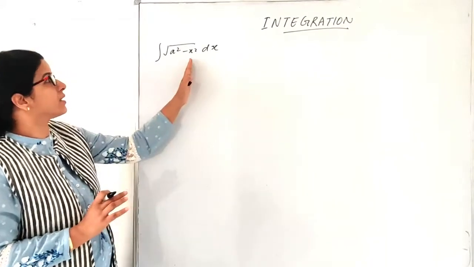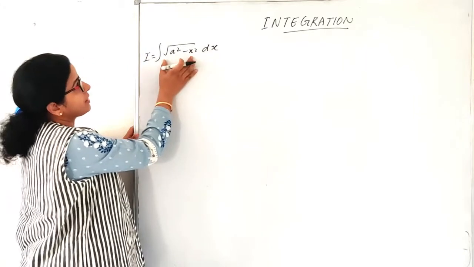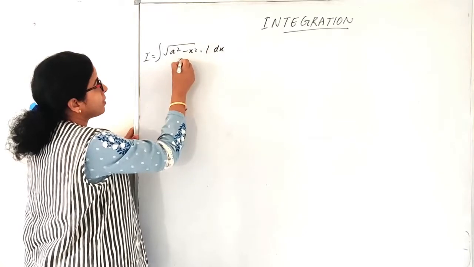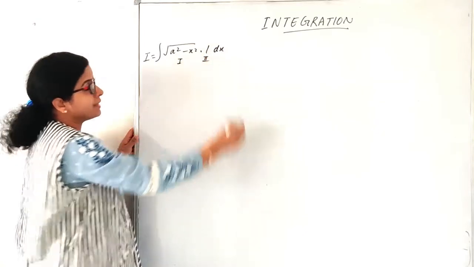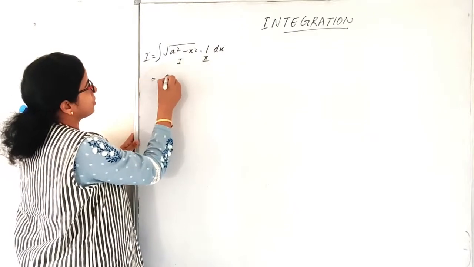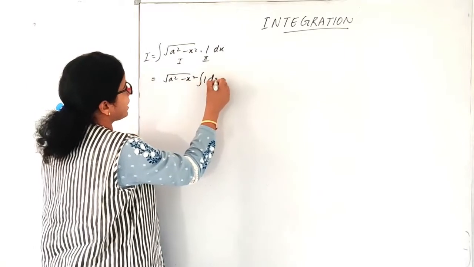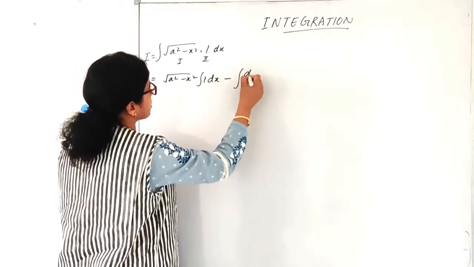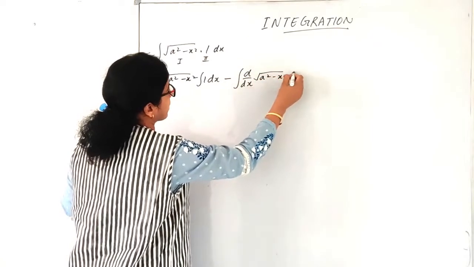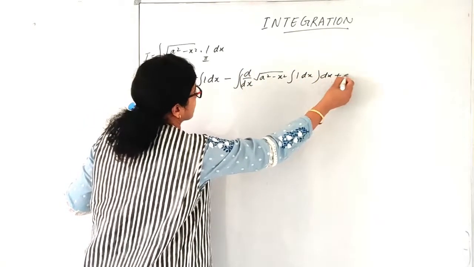So let us take this integral. Let us assume it equal to I, right? We cannot directly integrate, so I will write here into 1 dx. This will be my first function and this will be my second function. Now we will use the UV rule in this. So root a square minus x square integration 1 dx minus integration of d upon dx of root a square minus x square times integration of 1 dx, whole integration, plus c, right?